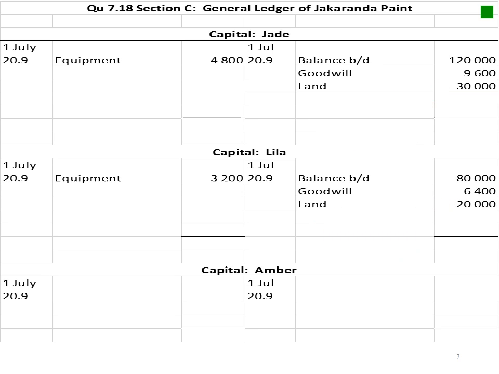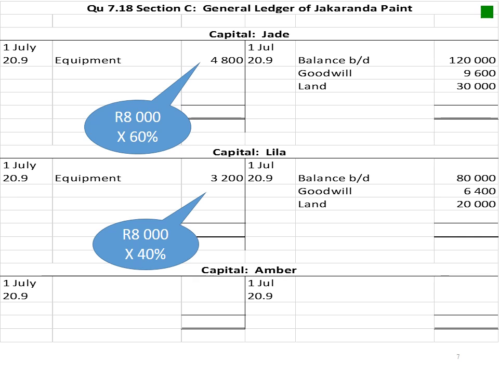Then they tell us that the equipment actually needs to decrease in value by 8,000. So the equipment in the books of the partnership is overstated. So we need to credit equipment, and we debit Jade with 60% of the 8,000, which is 4,800, and we debit Lila with 40% of the 8,000, which is 3,200.